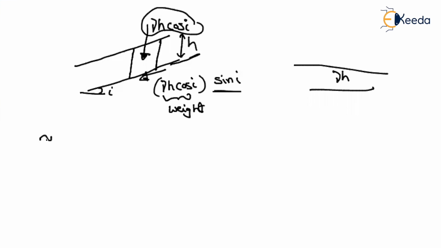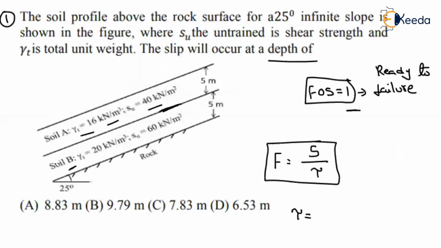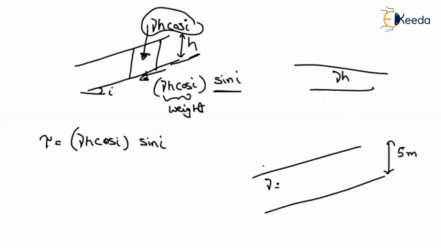Otherwise you can say the shear stress will be equal to the normal self-weight component, gamma into h into cos i. If you multiply by sin i, then you will get the stress along the tangential direction. Now, let us say you are finding the factor of safety at the junction of those two layers. So what is the depth of soil A? 5 meters. And what about the gamma value given? Gamma is given as 16 and the shear strength Su will be 40.